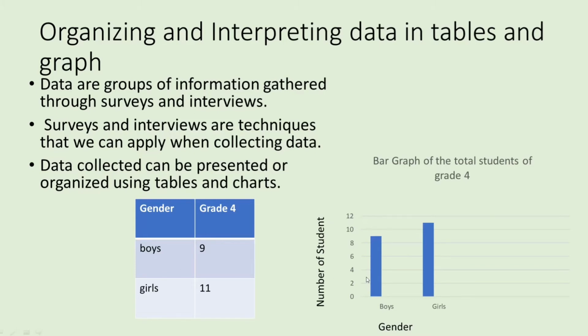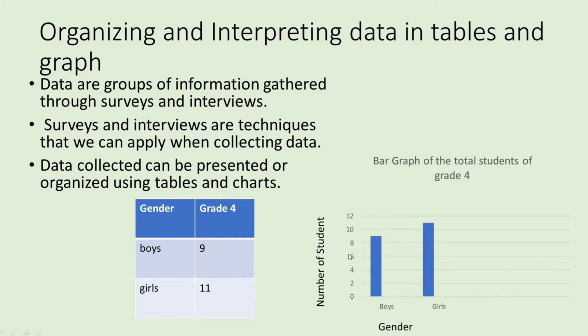So, ngayon is i-graph ko na siya. So, the bar of boys is 9. So, saan siya? So, this is 2, 4, 6, 8. And then, yung next ay 10. So, ibig sabihin, yung nasa gitna nito ay 9. So, kaya, yung ating bar ay nandito po nag-stop.